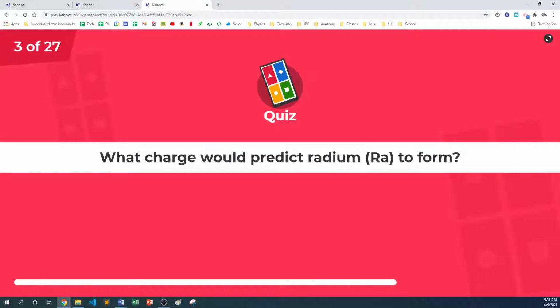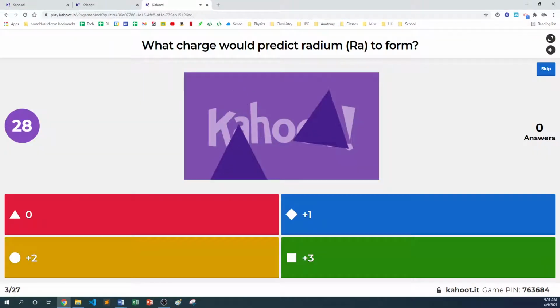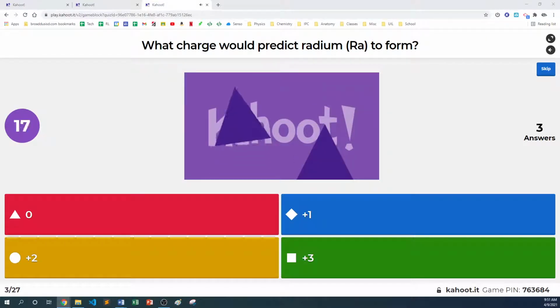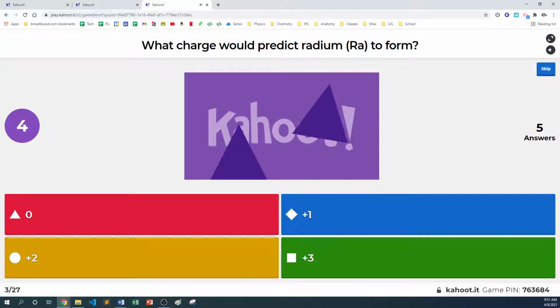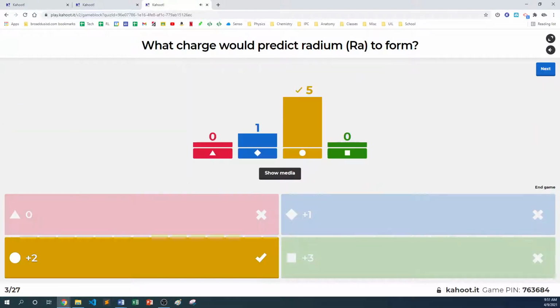What charge would you predict radium would have? I don't even know where it is. I think you both missed it. It's the second one at the very bottom. So +2 is in group 2.